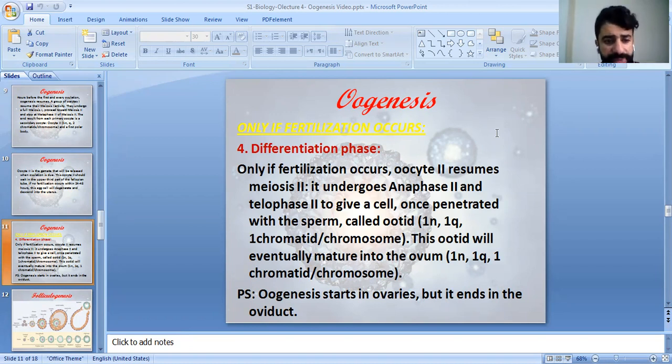This is the last phase, where fertilization occurs. Oocyte 2 will continue its process, will resume meiosis 2 where it stopped at metaphase 2. Metaphase 2, anaphase 2, telophase 2, and it gives a cell whenever it's penetrated with a sperm cell. It's called an oocyte. This oocyte is 1N, 1Q, 1 chromatid per chromosome, and it will mature to the ovum, where it's 1N, 1Q, 1 chromatid per chromosome. You have to pay attention here that oogenesis will start in the ovaries and it ends in the oviduct.